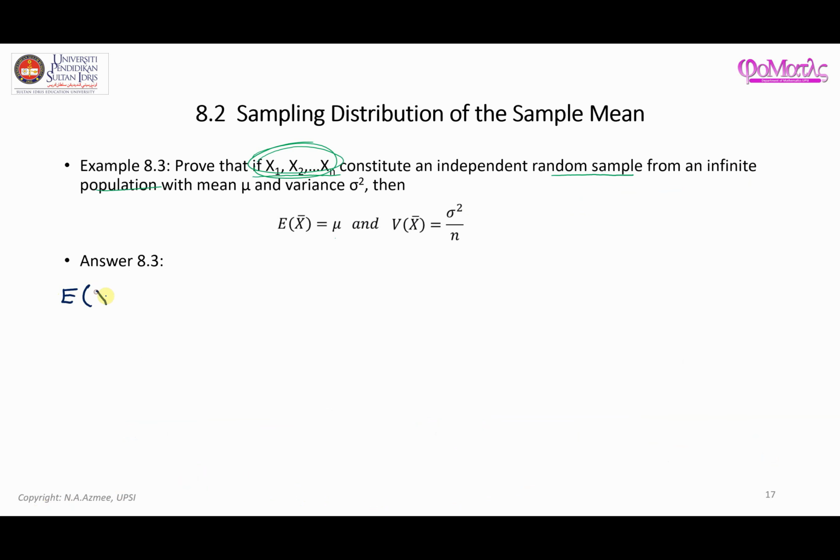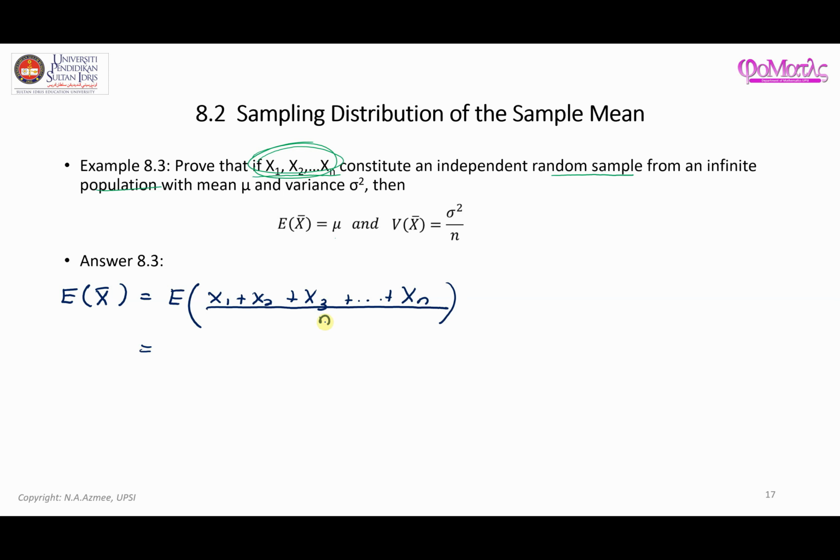So what is the expected value of x bar? The expected value of x bar is the expected value of x1 plus x2 plus x3, and you go on adding up until the last random variable, and you're going to divide that by n. So that is x bar. You have done this so many times before in chapter 4 related to mathematical expectation, right?